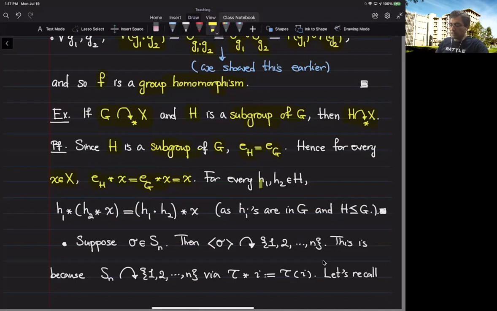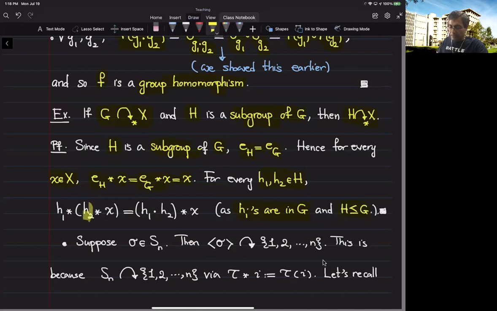Now, when I give you two elements of the group H, and I want to check whether this star action is compatible with the group operation of the group H, we simply use the fact that the star action is compatible with multiplication inside the group G. And notice that because H is a subgroup of G, multiplication in H is the multiplication in G. So if I give you two elements of H, then they are elements of G, and multiplication in G is the same as multiplication in H, because H is a subgroup of G.